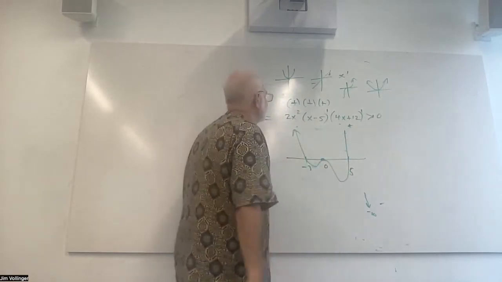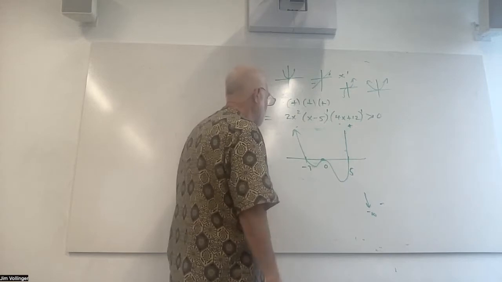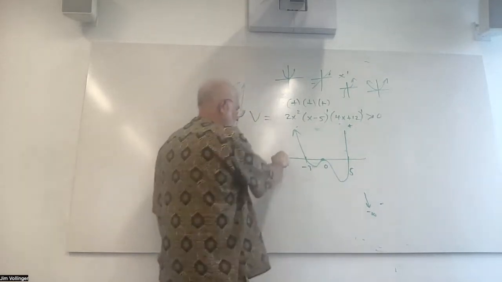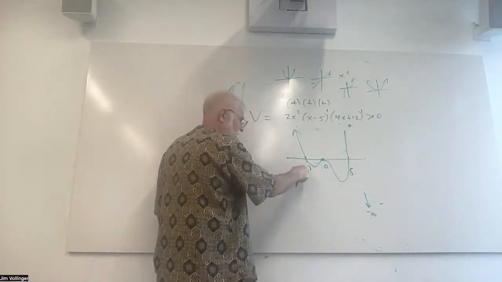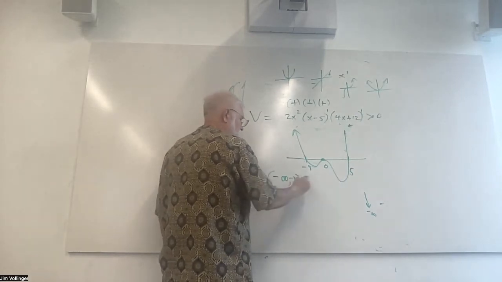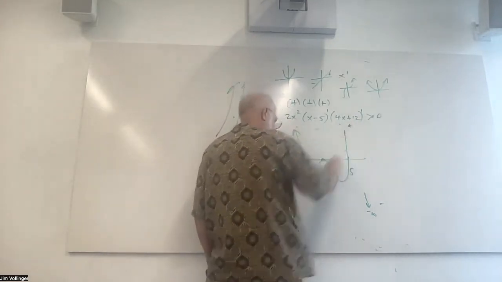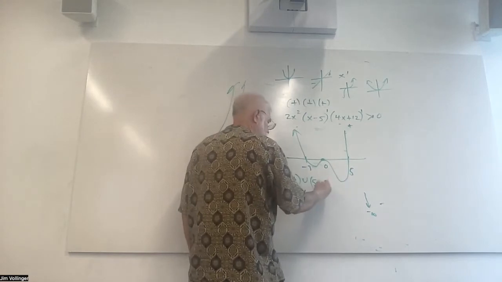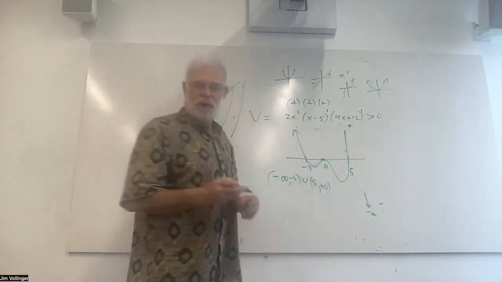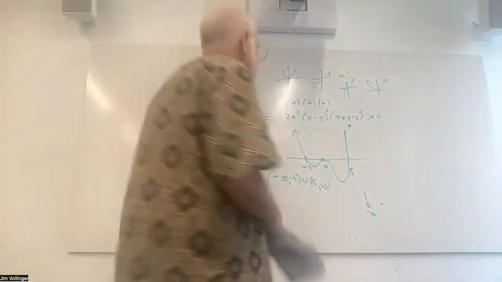Here we go. And now I want to know when I'm greater than 0. I'm greater than 0 from negative infinity to negative 3. And I'm also greater than 0 from 5 to infinity. Okay, that's problem 1.